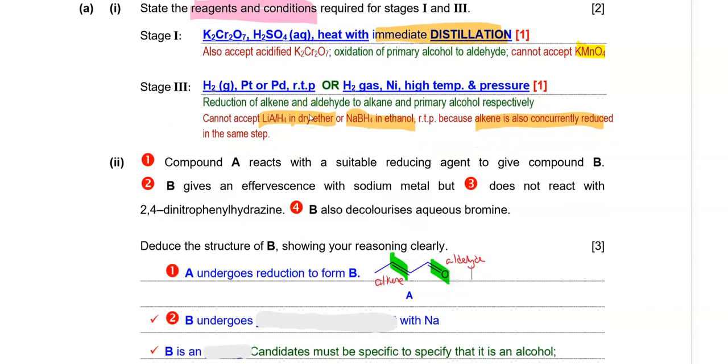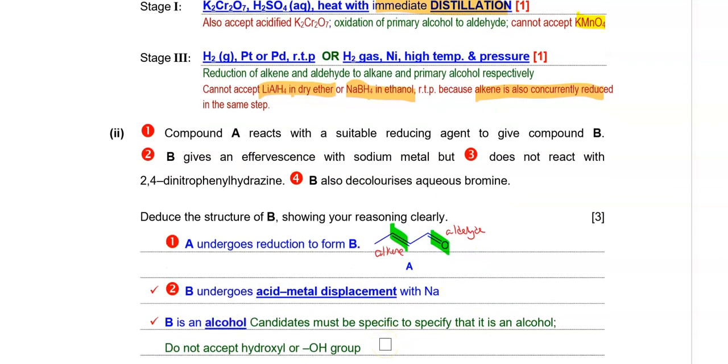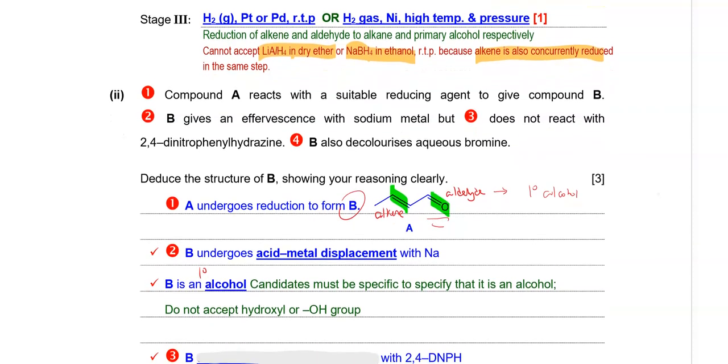Since it gives effervescence with sodium, it's an acid-metal displacement reaction. Because you have an aldehyde functional group, when it's reduced, it can give you an alcohol. To be more exact, it will be a primary alcohol that undergoes acid-metal displacement with sodium. It cannot be a carboxylic acid because the context is that B is a reduced product of the aldehyde. So the aldehyde will become a primary alcohol. Okay? Now we move on.